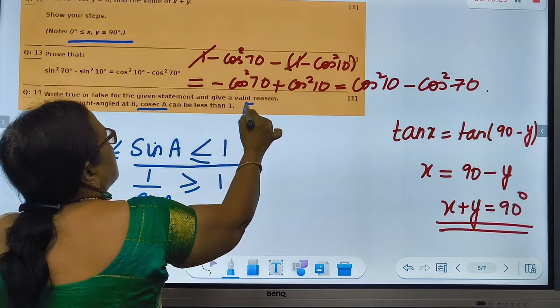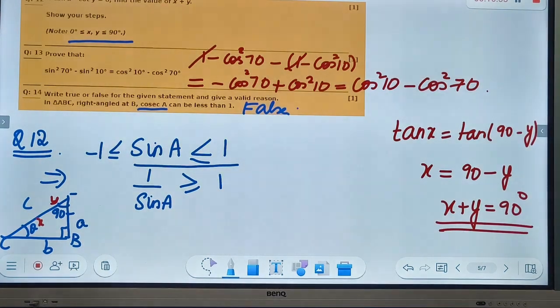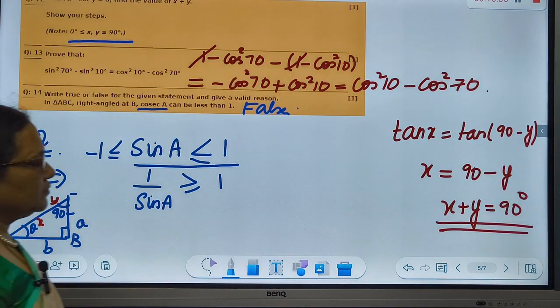So, this is a false statement. It cannot be less than 1. Therefore, it is a false statement.